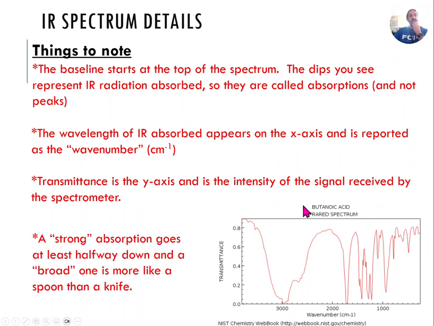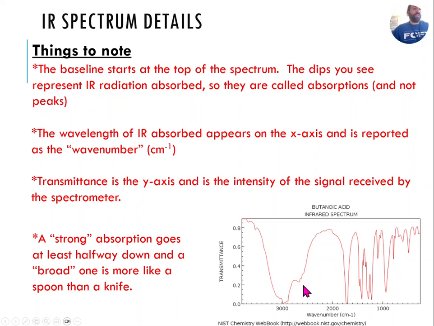So if an absorption is referred to as strong, it means it's a deep absorption that goes at least halfway down to the bottom of the spectrum. So I would say these here are weak, whereas the other ones are strong because they go more than halfway. And absorptions could also be labeled as broad. If they're broad, they're kind of like this, more like a spoon than they are a knife.